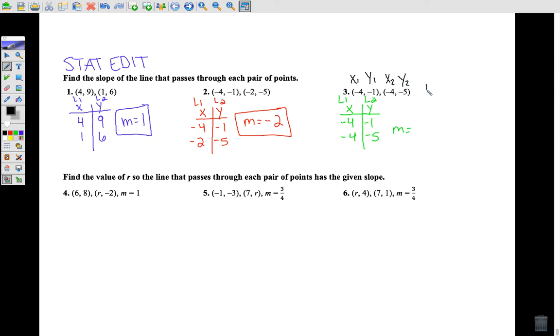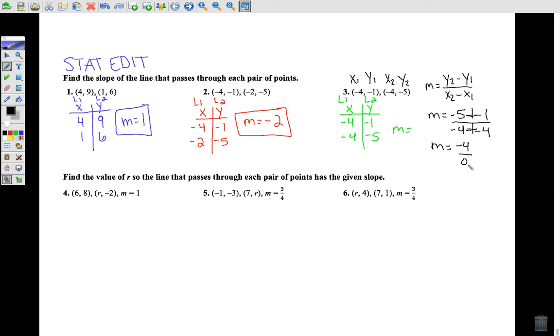Okay, so remember our slope is y2 minus y1 over x2 minus x1. So I'm going to plug in what I know. So m is equal to y2 is negative 5 minus y1, which is a negative 1, divided by x2 and x1, they both are negative 4. So minus a negative 4. When you have a minus and a negative, it becomes a positive. So plus and plus. Negative 5 plus 1 is negative 4. Negative 4 plus 4 is a 0.